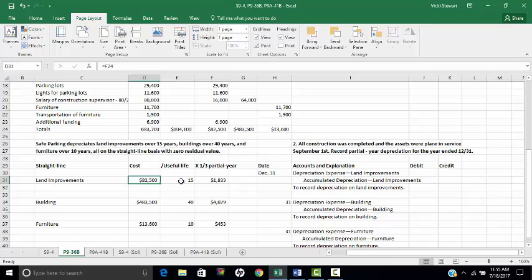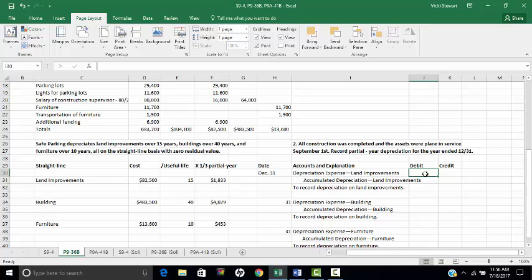We're then going to divide that total cost by the useful life that the problem gave us, and then we're going to multiply that by 1/3 because the furniture, building, and land improvements were not put into service until September 1st. The problem did not state that the assets have any residual value, so I have not subtracted any residual value when I made these calculations. So now we're ready to record the depreciation expense for these assets.